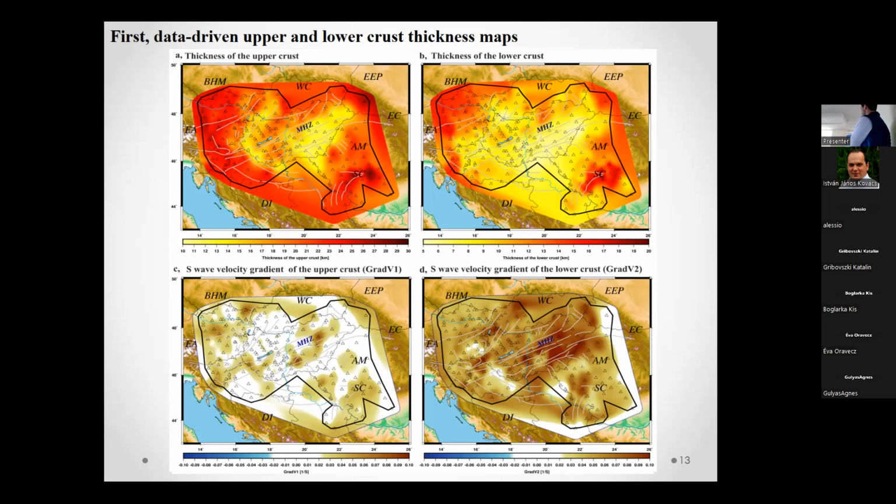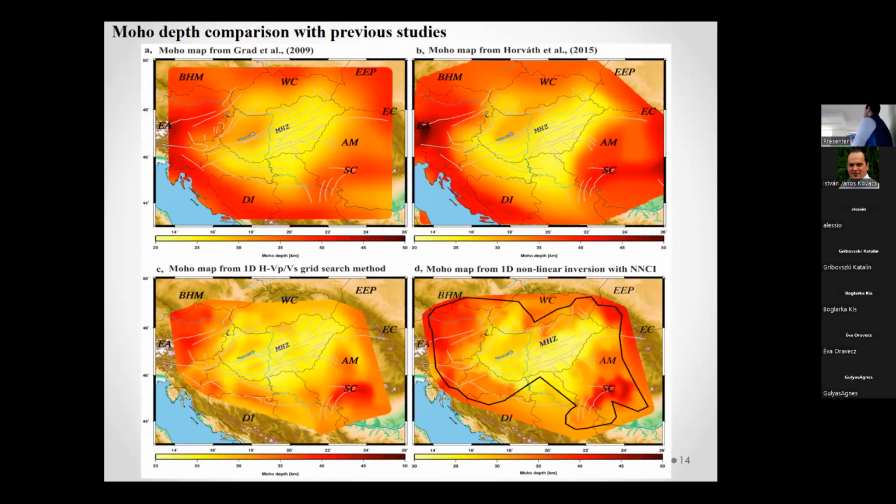The upper crust thickness map shows a thicker value than the lower crust thickness map, and these two maps are a very good initial point for geodynamic modeling or other geological interpretation. So yeah, the Moho depth comparison with previous studies.